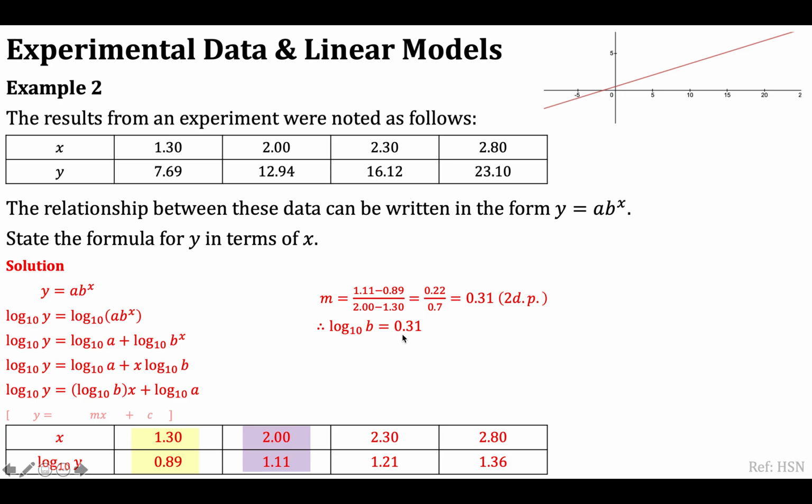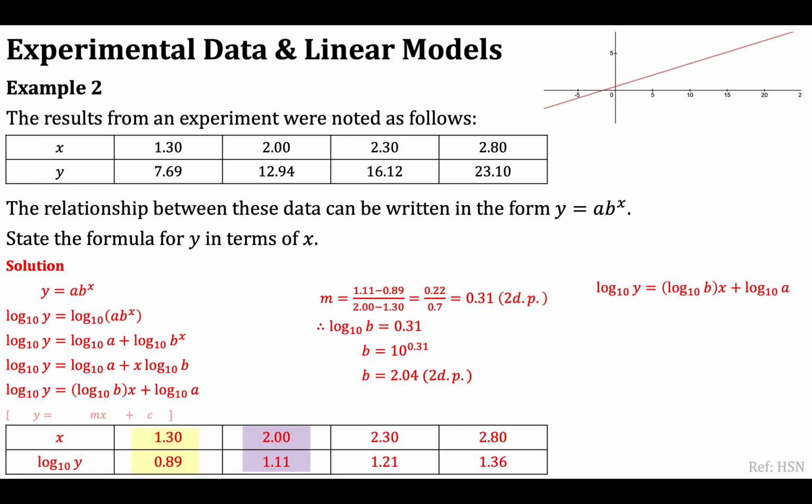Log to the base 10 of b is useful, I will use it later, but to be able to express my formula for y in terms of x, I actually need to know what b is. So b is 10 to the power 0.31, which is 2.04 to 2 decimal places. I now need to go about finding a. So I can go back to this formula here that I've got, log to the base 10 of y equals log to the base 10 of b, all times x, plus log to the base 10 of a.